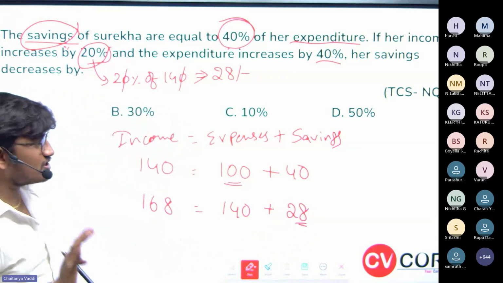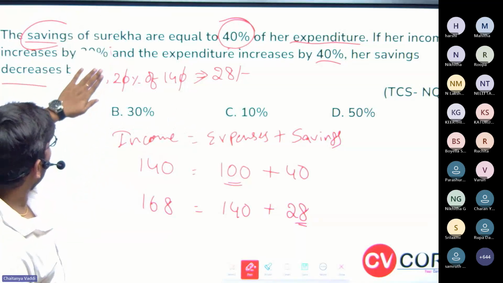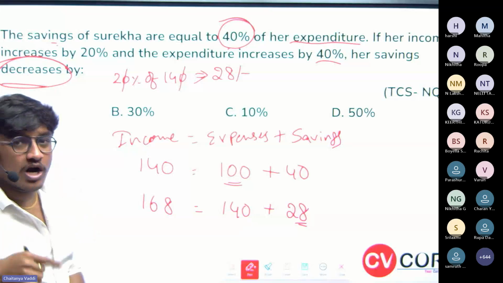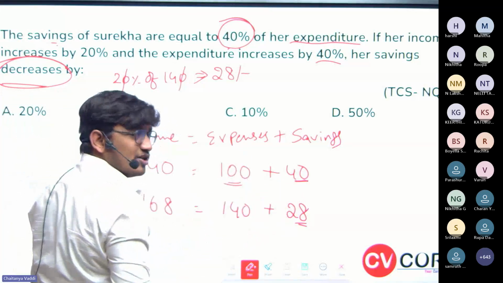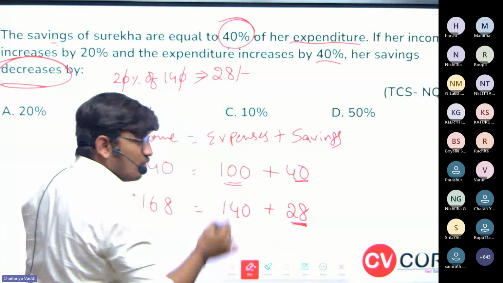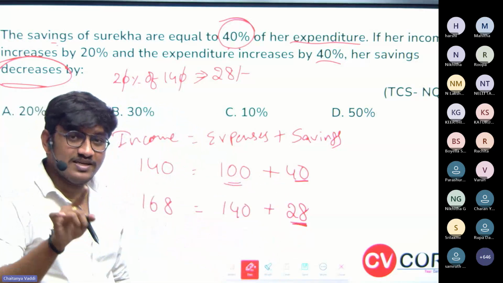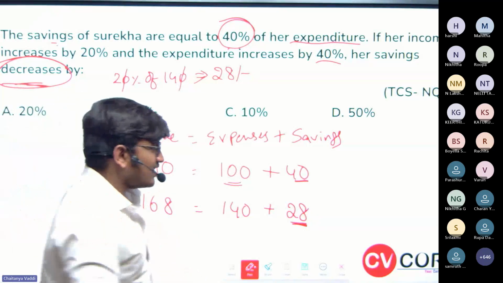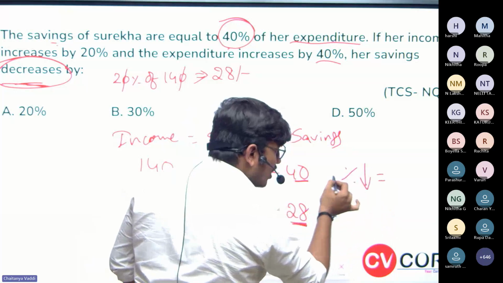Now the question is, her savings is decreased by what percentage? Initially, if you observe, what is her savings? 40 rupees. Now what is her savings? 28 rupees. Is that decreased or increased? Obviously decreased. That's the reason they mention it is decreased. What I need to find is, her savings is decreased by what percentage?